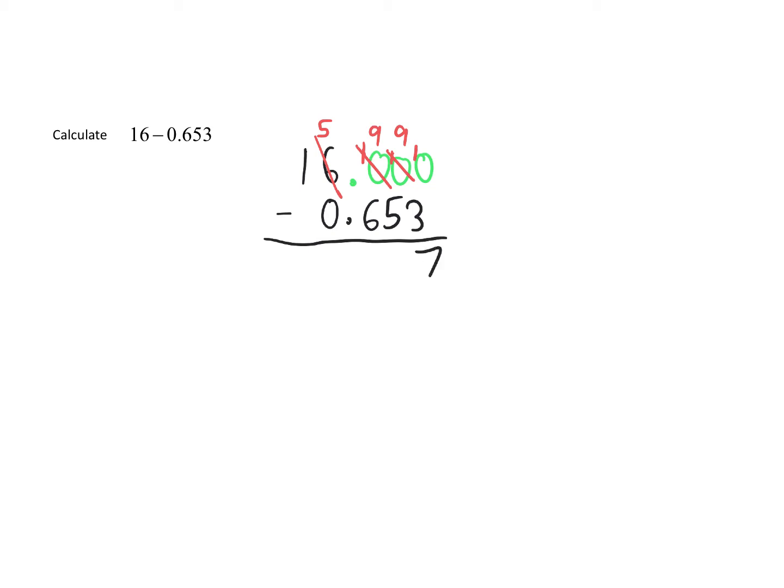10 minus 3 is 7. 9 minus 5 is 4. 9 minus 6 is 3, our decimal. And then 15 minus 0 is 15. And the decimals are all lined up.